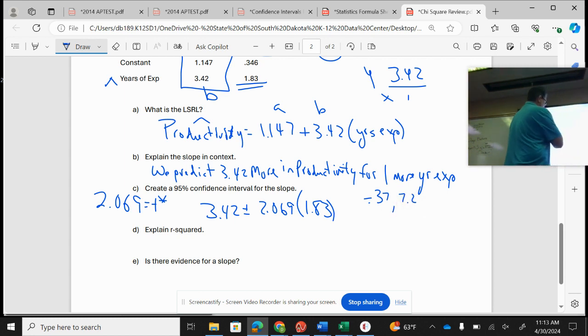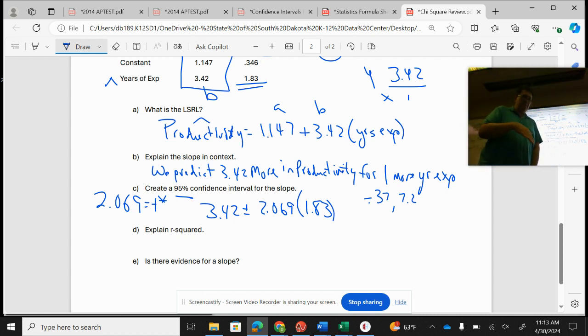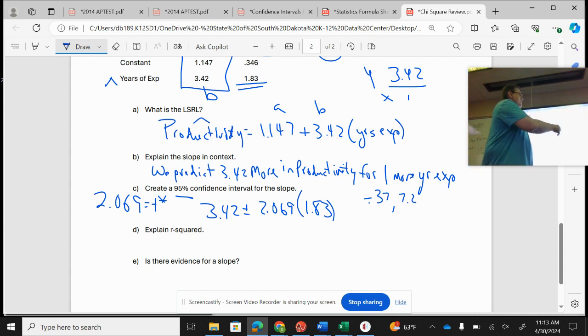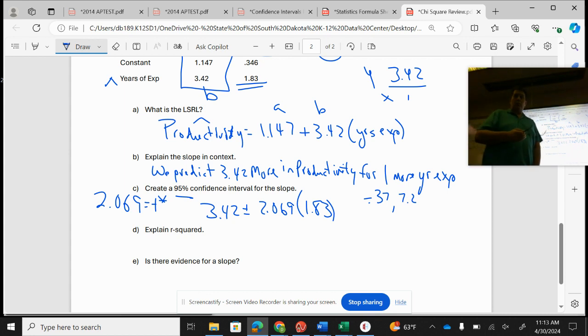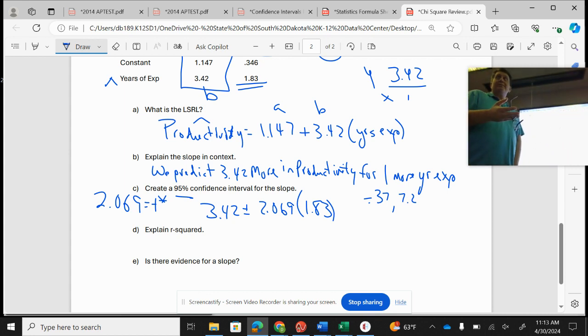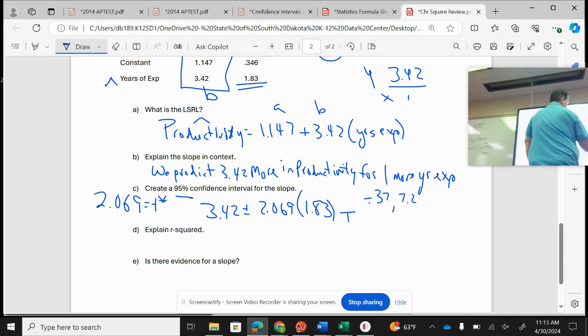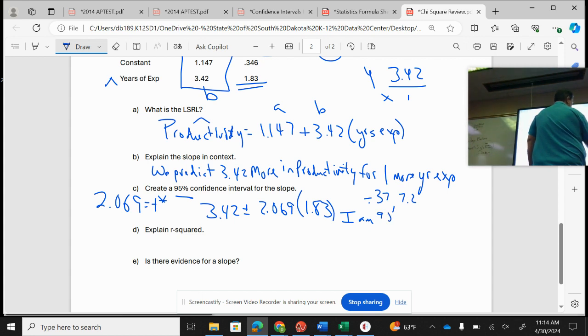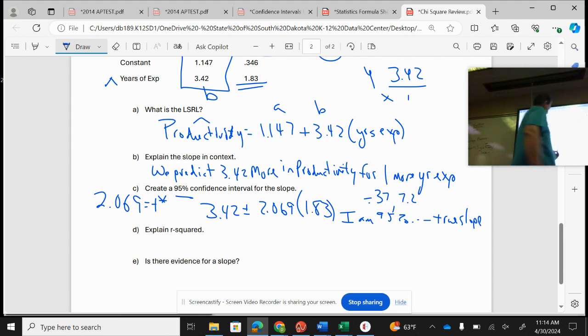So we have to do the sentence: I'm 95% confident that the true slope between years of experience and productivity is between negative 0.37 and 7.2. Is there evidence of a slope based on that? Since it could be zero, zero's in the interval, there's not evidence. Make sure that you write the sentence, I am 95% confident that the true slope is between this and this.